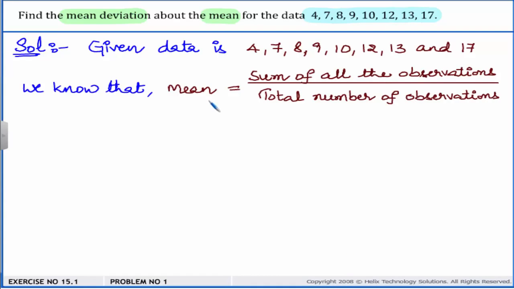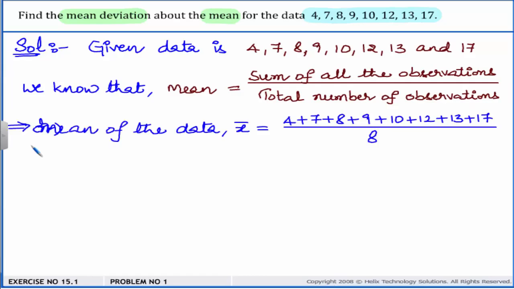We know that mean is equal to sum of all the observations upon total number of observations. Implies mean of the data is x bar is equal to 4 plus 7 plus 8 plus 9 plus 10 plus 12 plus 13 plus 17 upon 8, which gives us 80 upon 8 is equal to 10.